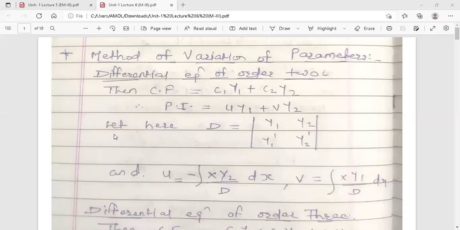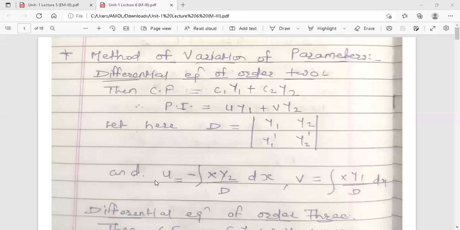For this, to find u and v, the one new term is here, d, and it is equal to the determinant of first row y1, y2, and second row y1 dash, y2 dash. First row y1, y2, these are the functions from the complementary function, and y1 dash is the derivative of y1, y2 dash is the derivative of y2. You solve this determinant, you will get the value of d. Now what is the use of this d? This value is used to find u and v.